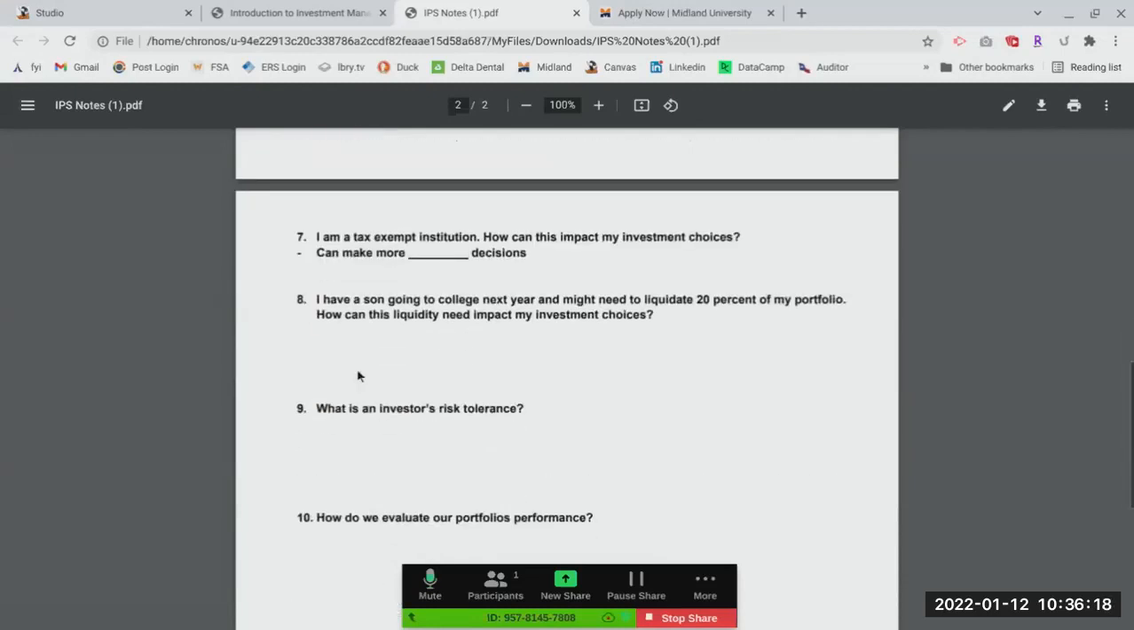Number 7, I am a tax exempt institution. How can this impact my investment choices? You can make more tactical decisions. Tactical is taking advantage of different market conditions, so buying and selling is more indicative of tactical decisions. So, I'm going to reposition my portfolio to take advantage of this gap in the market.